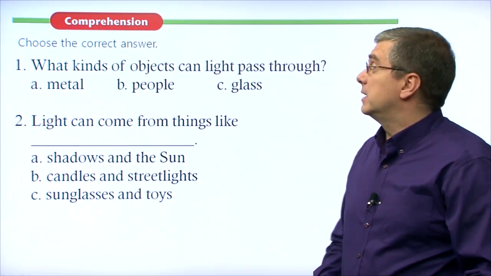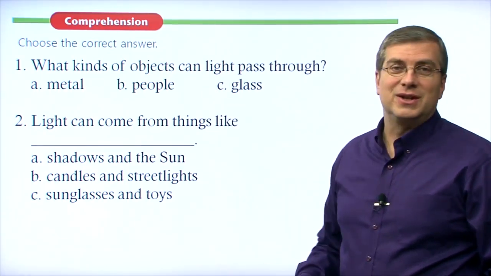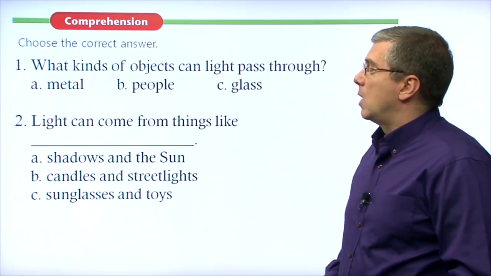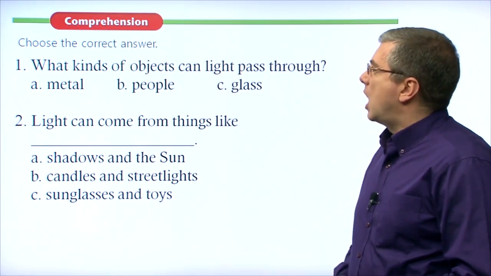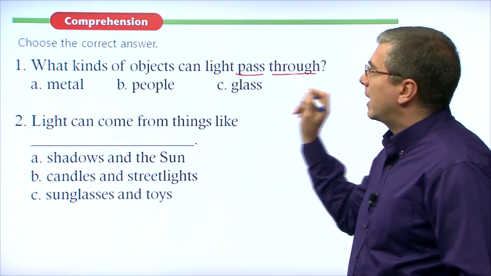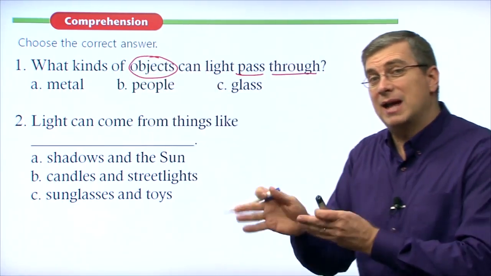Okay, let's move on to the reading comprehension questions. We have the different questions here. How well do you remember what you read? Let's look at number one. What kinds of objects can light pass through? So what kinds of objects, what types of objects can light pass through?